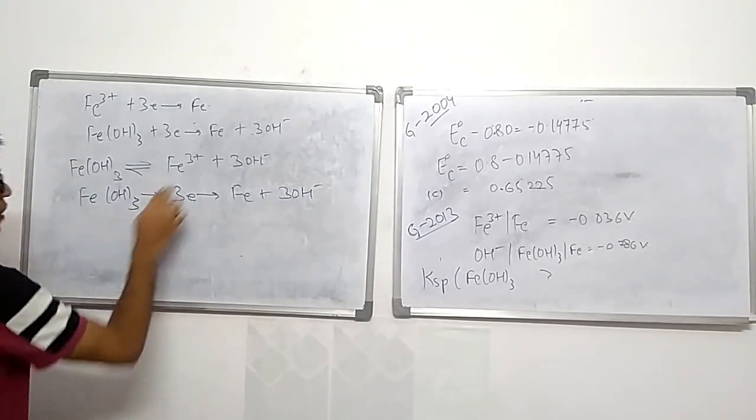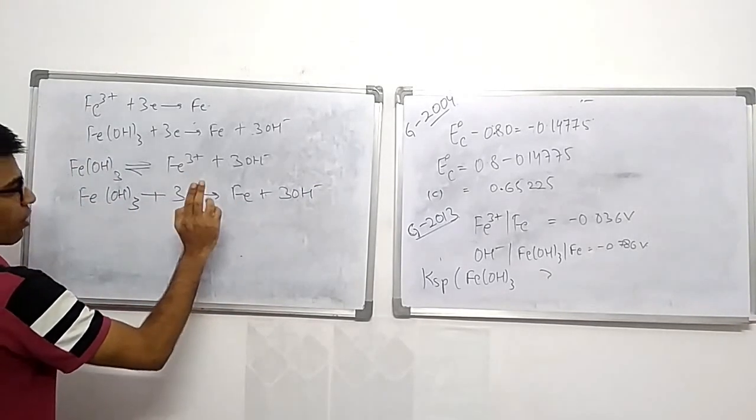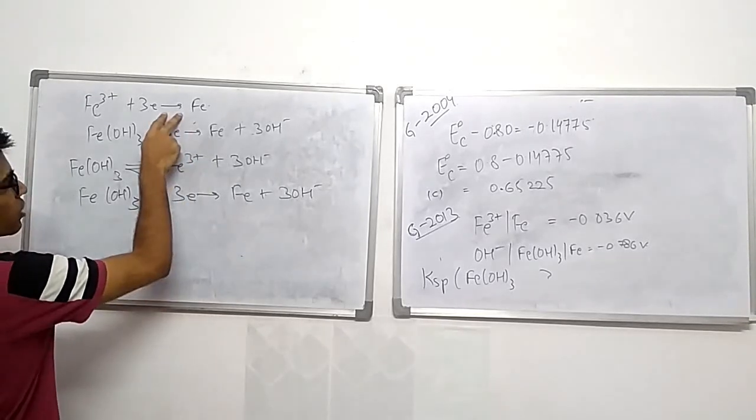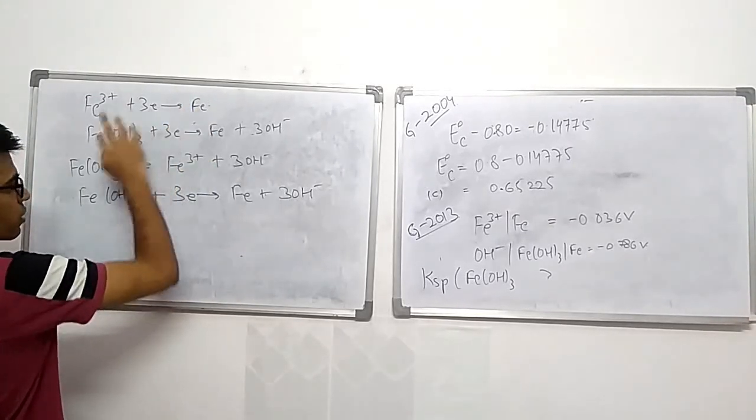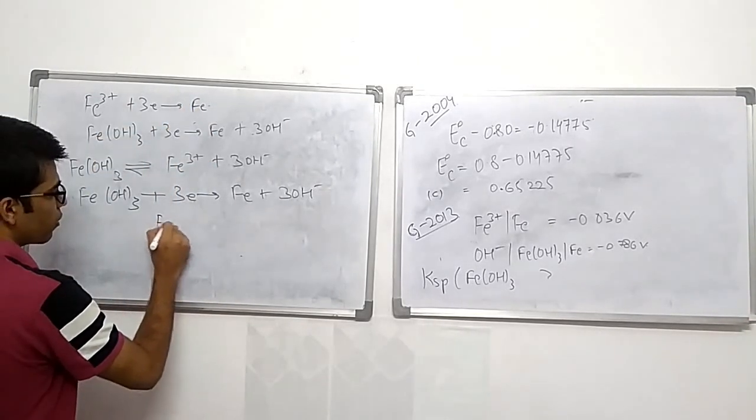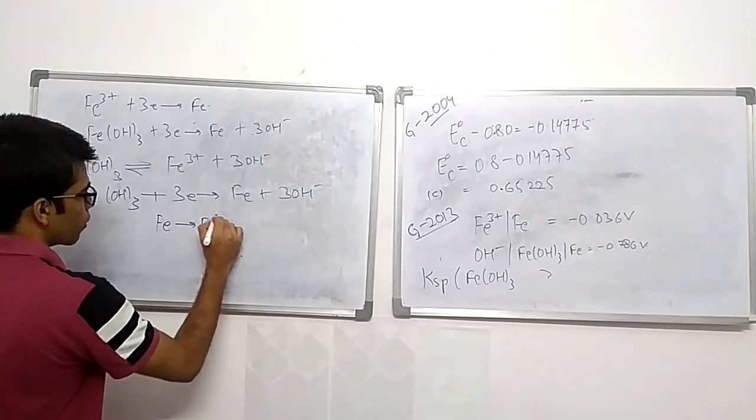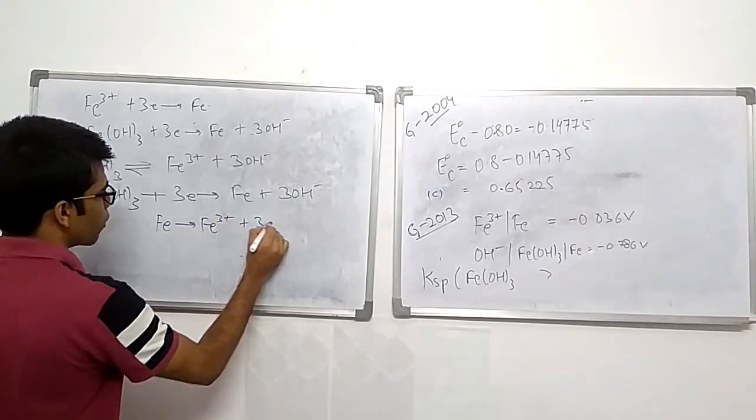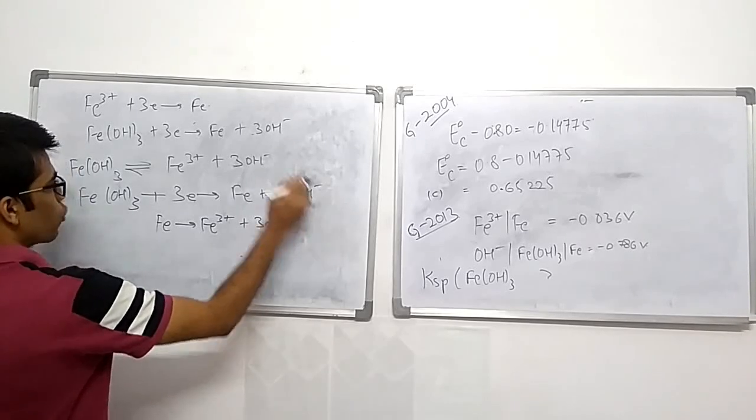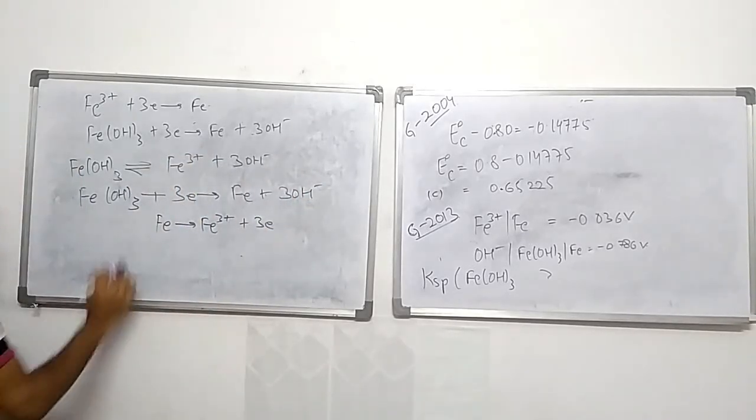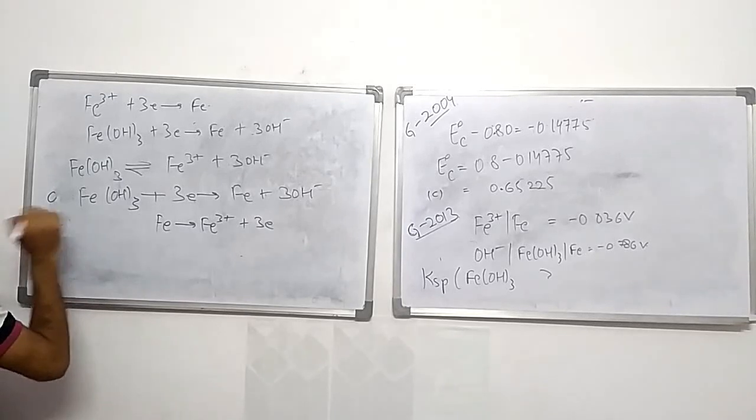Fine. Now I need Fe3 plus, but I have Fe. I need to remove Fe. This equation has Fe, but on the right side, so I'll just reverse it. I would get, now if you add the two, you will get this. So this becomes my cathode, this becomes my anode.